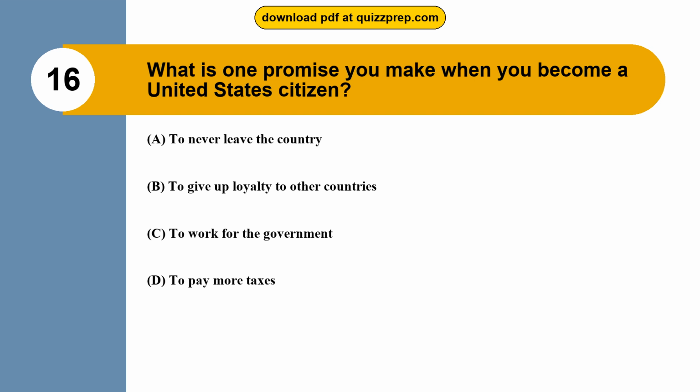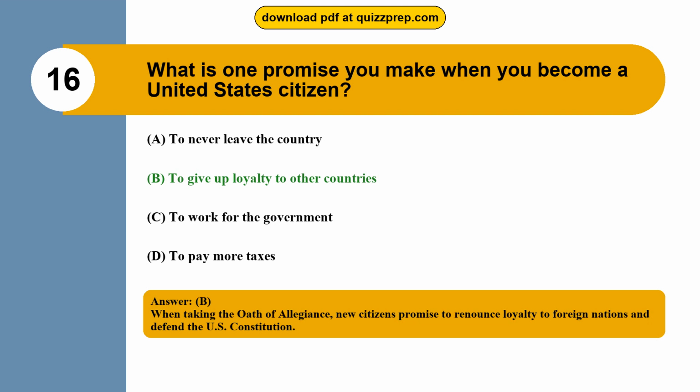Option A. To never leave the country. Option B. To give up loyalty to other countries. Option C. To work for the government. Option D. To pay more taxes. The correct answer is option B. To give up loyalty to other countries.